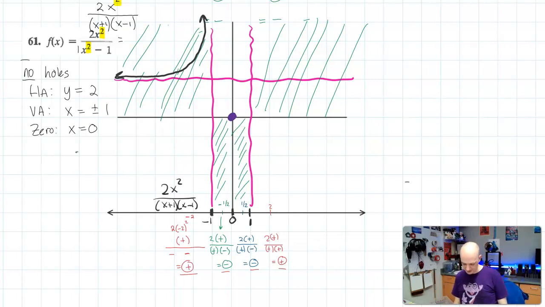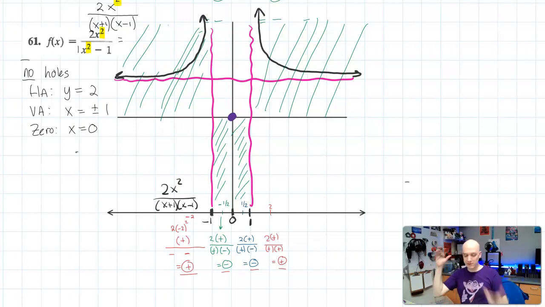A similar situation is happening on the right. The graph could not do this, because if it did, there'd be another intercept, and I know there isn't one. So instead, the graph must do this, or something very close to it.